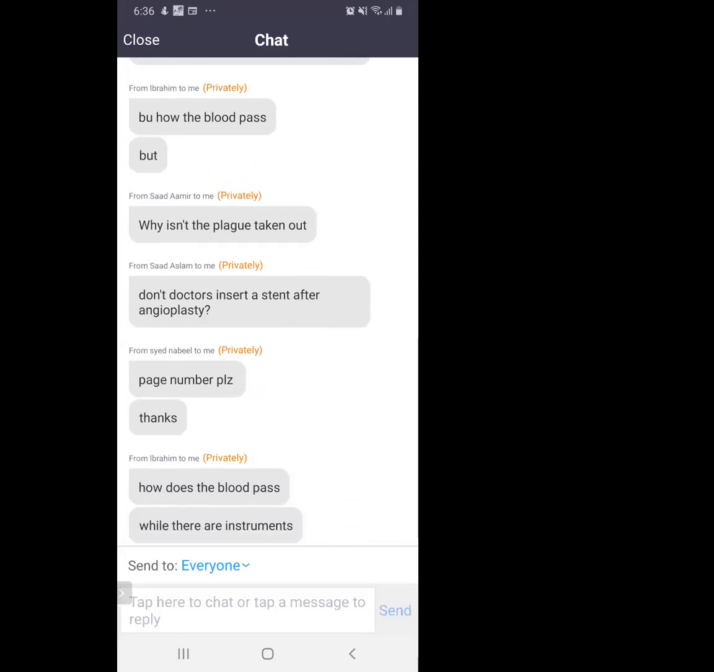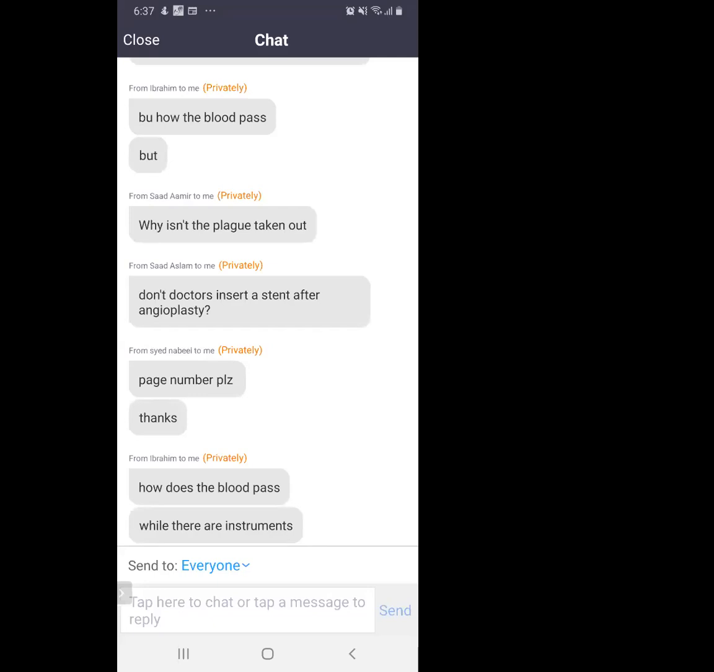The normal heartbeat in an adult. Ibrahim, the instruments are within the blood vessels only during the surgery. Then the instrument is removed. The mesh stays there, but as you can see in the picture I showed you, the mesh is increasing the space within the blood vessels so that the blood can pass easily.